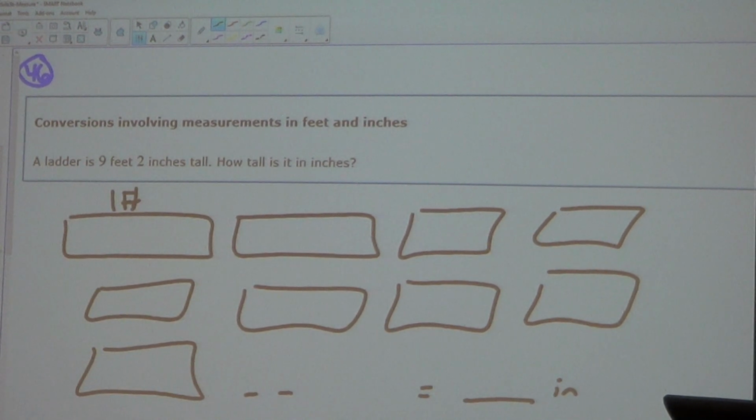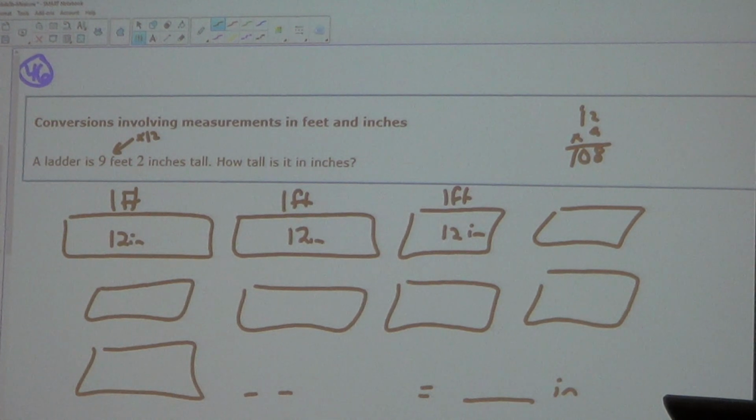How many inches are in a foot? 12 inches. This next one is a foot, which is how many inches? And this is a foot, which is, and this one is a foot, which is, so if we have 9 feet, we're going to do times 12. So 12 times 9 is 108. But we have to add what else to it? 2 inches. Those 2 baby inches.